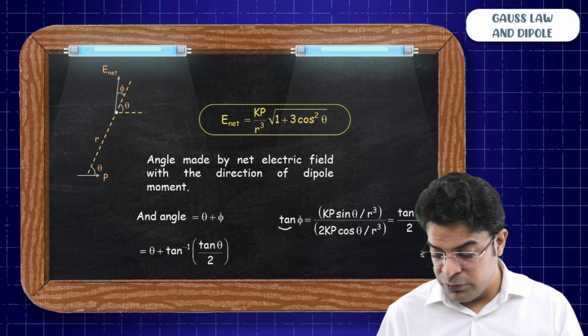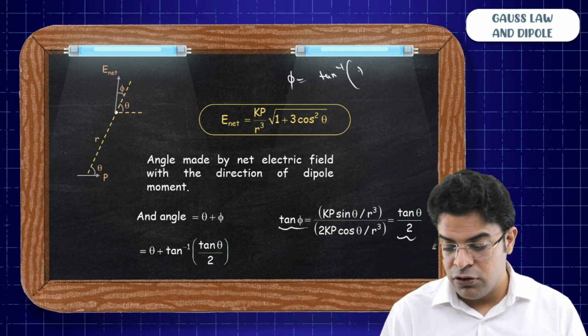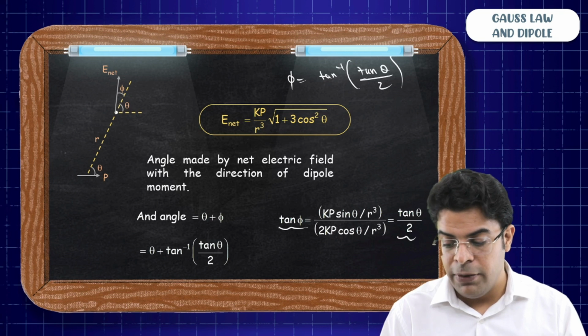Why? Because from this correlation we can say phi equals tan inverse of tan theta by 2. Okay.